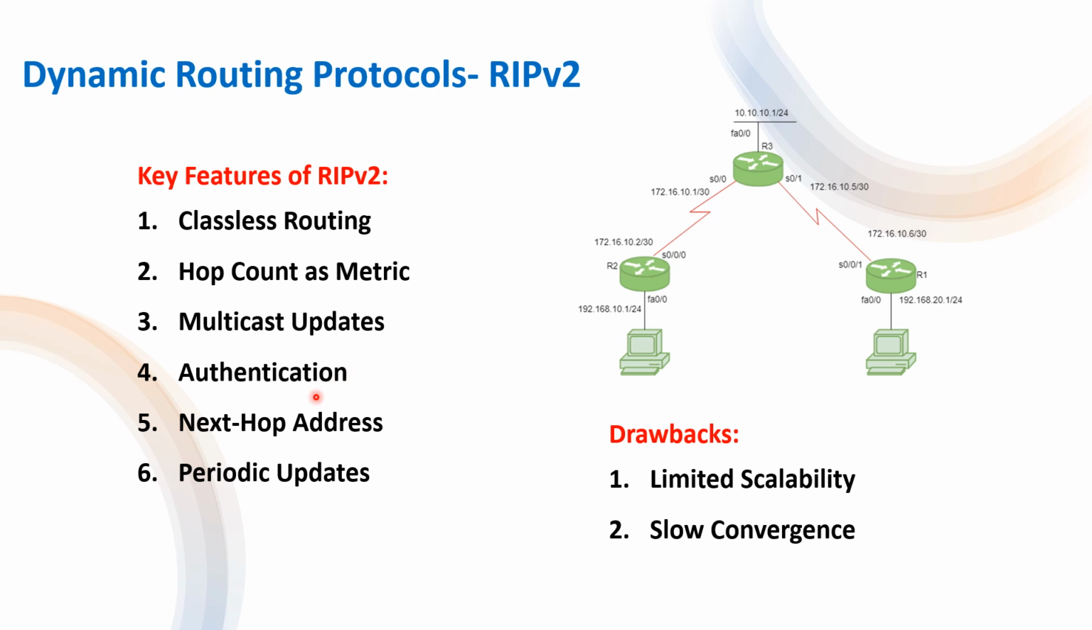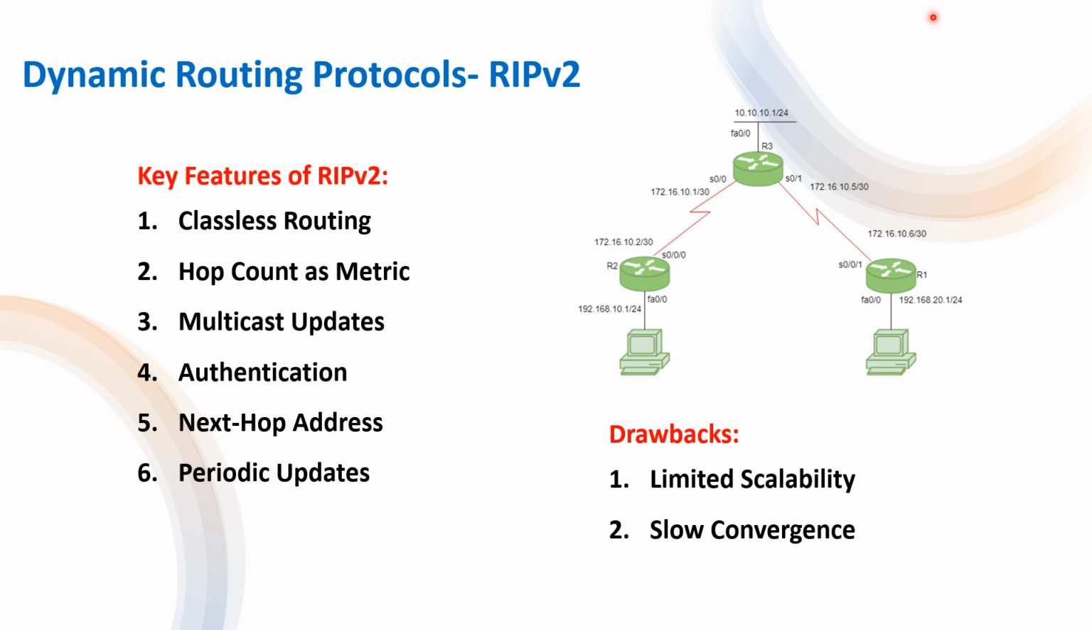RIP version 2 includes the next hop address in the routing updates, enabling more efficient routing decisions by identifying the next router in the path. Like RIP version 1, it sends routing updates every 30 seconds. However, its multicast updates and authentication features make it more suitable for larger networks.